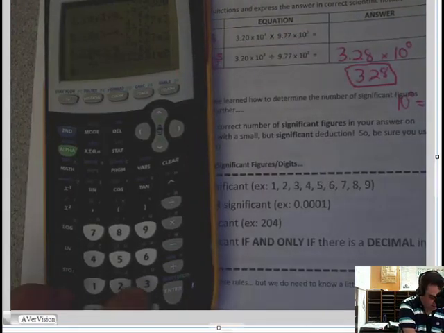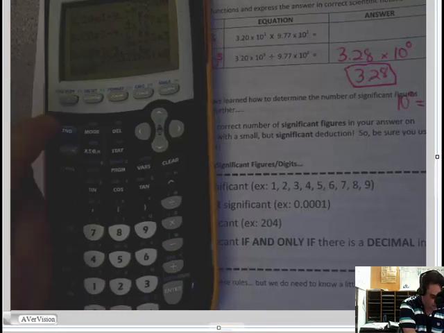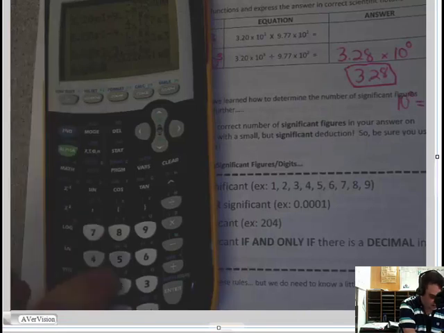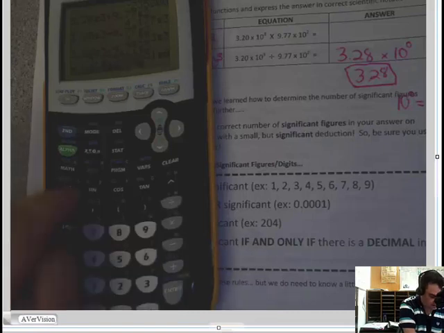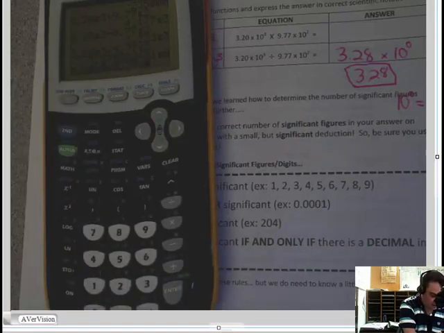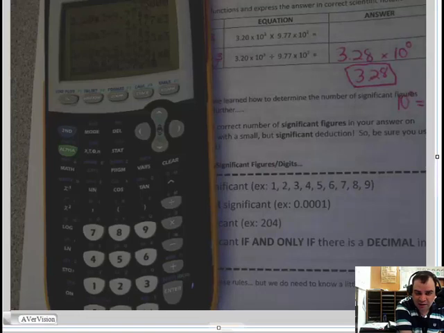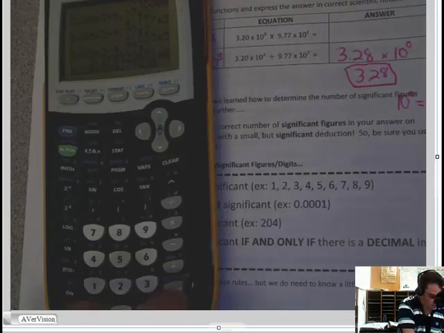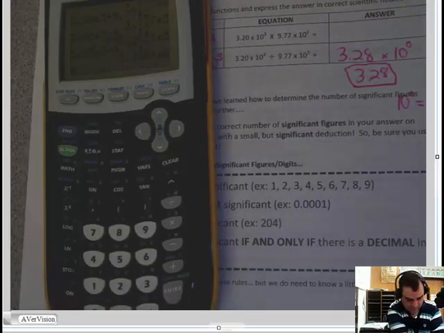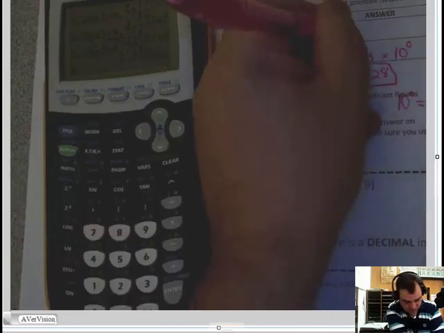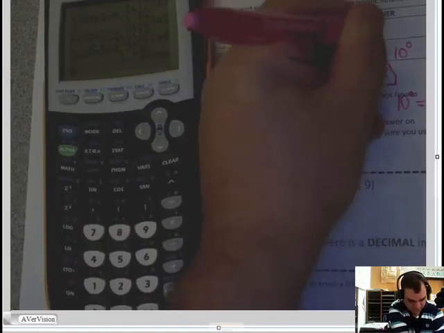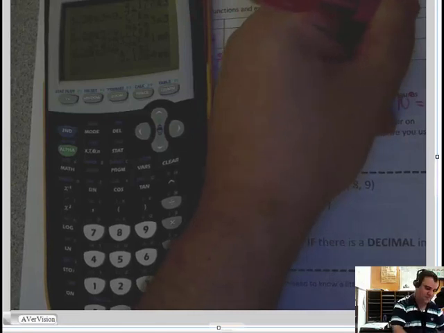And then finally, 3.20 second E3 times 9.77 second E2. Did you see me type in a 10 or a caret or a times when I did my times 10? No. Do you know why? Because it leads to wrong answers some of the time. 3.1264 times 10 to the 6th.